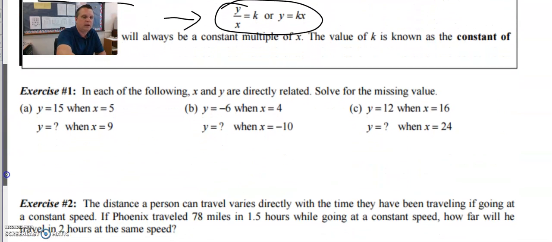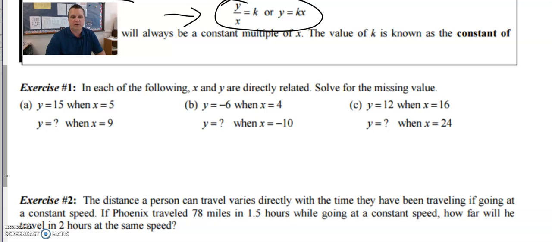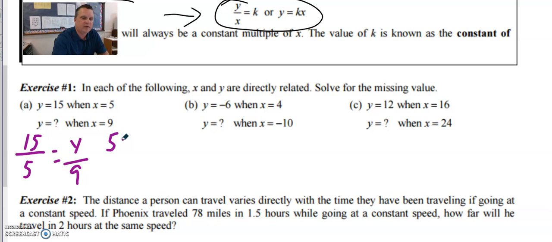So when we look here at each of the following, x and y are directly related. If they tell you it's directly related, that means the constant of variation is the same. So you set them up as equivalent fractions, because the y over x will have to equal y over x. Then you cross multiply, and you have 5 times y equals 15 times 9. Then you divide both sides by 5, and you get y equals 27.